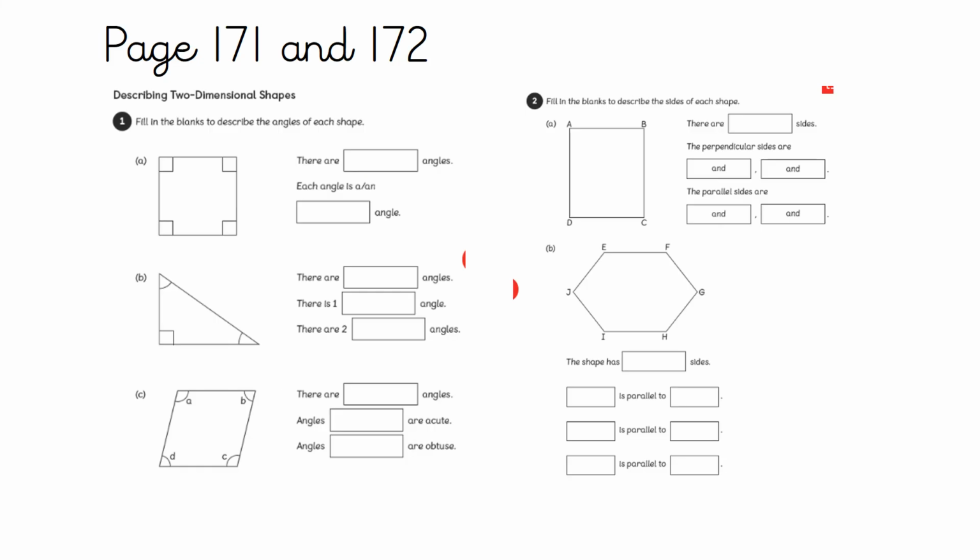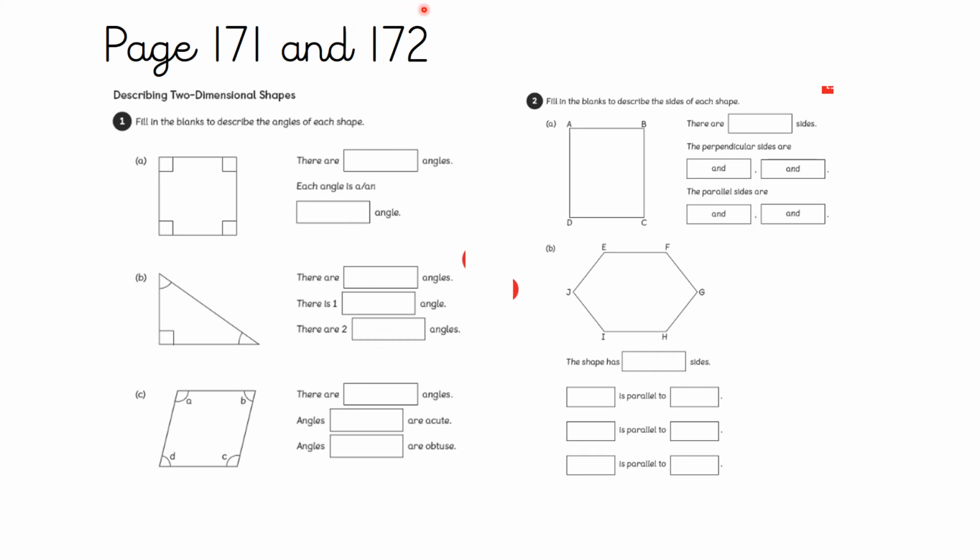It's a good job that we are angle experts and line experts, because we've been able to use our learning to describe 2D shapes. In your workbook today, you're going to practice that on your own. On page 171, you need to describe the angles that are in the 2D shapes. First of all, count how many angles there are all together, and then write the name of each angle.